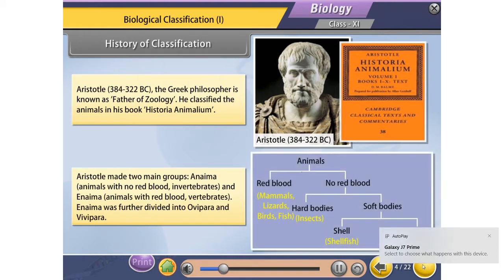Aristotle made two main groups: Anaima, animals with no red blood, invertebrates, and Enaima, animals with red blood, vertebrates. Enaima was further divided into ovipara and vivipara.